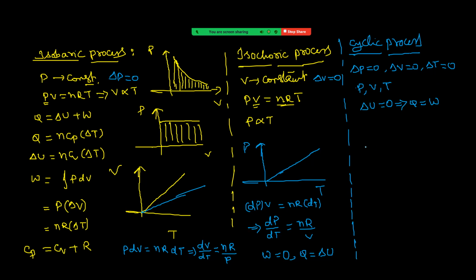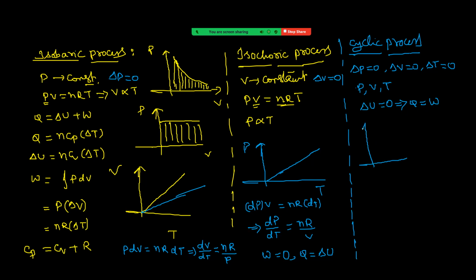Okay. Right. So this indicates that if W positive, Q positive, meaning if we provide energy to the system, work done will be positive. If you are taking energy from the system, work done will be negative. Remember, W always stands for work done by the system. Okay. Now see graphs.